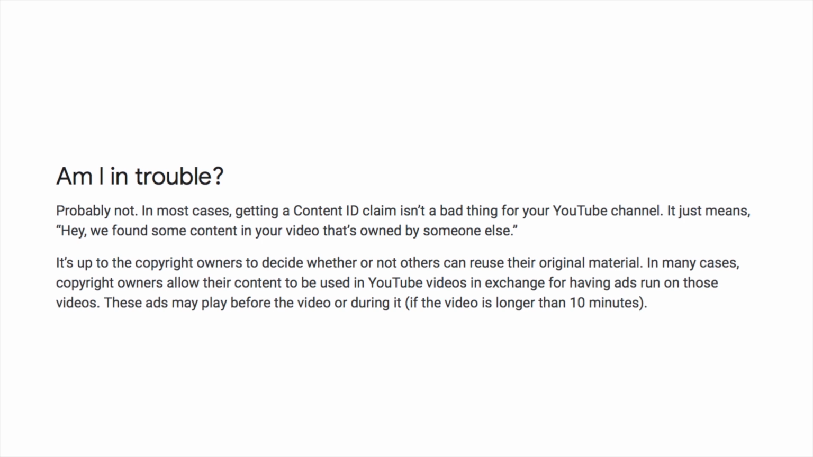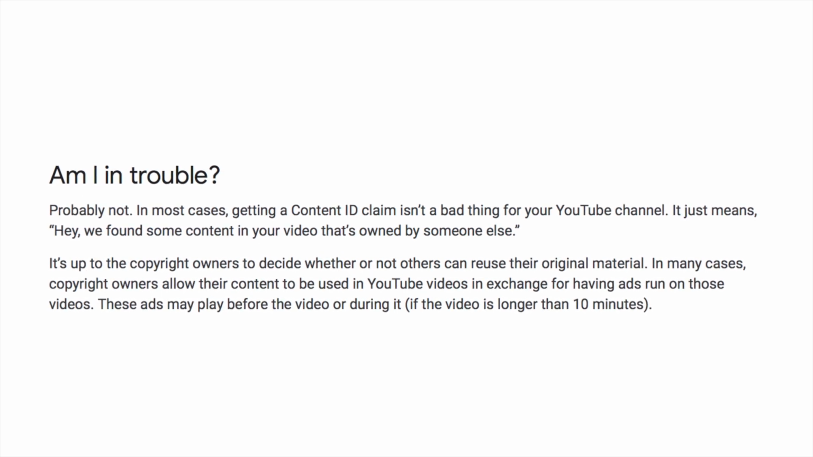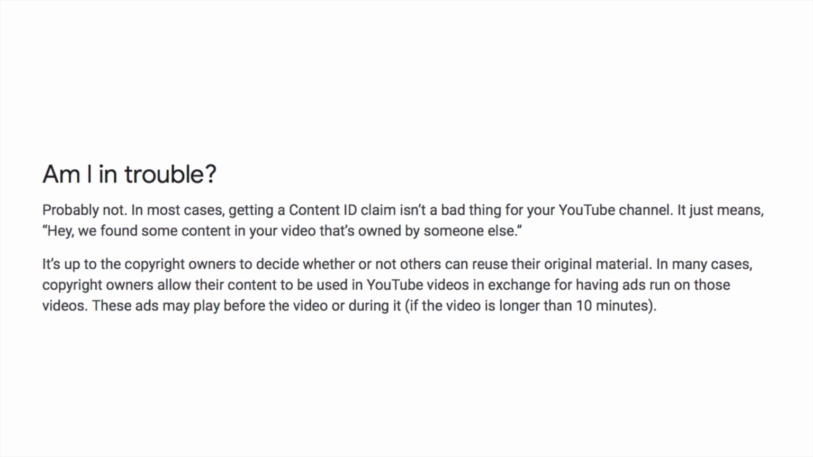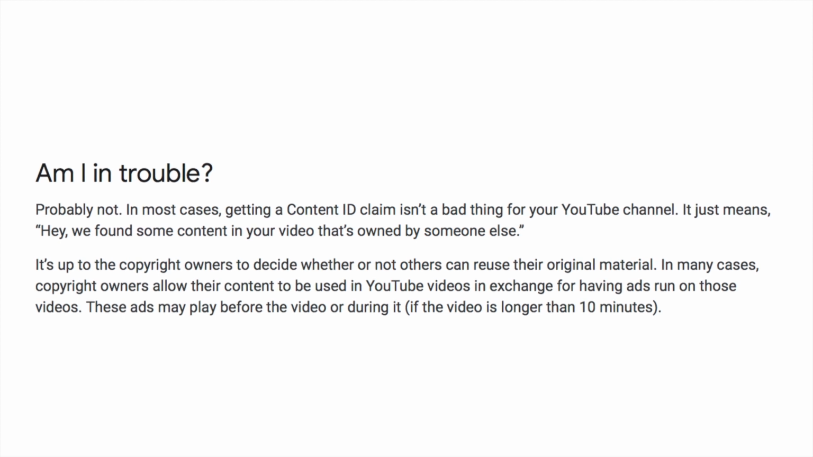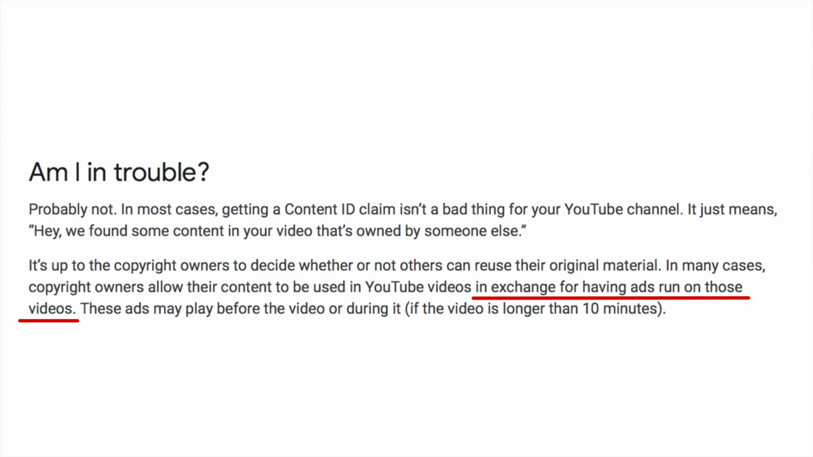A major thing to note here is that this is not a strike against your channel. Even if you take no action, the only thing this means for you is that ads will be put onto those videos. If you want those ads removed, it only takes a few steps, and you should only have to do this once, so it really isn't much trouble at all. I have done this myself, and it's been no problem.